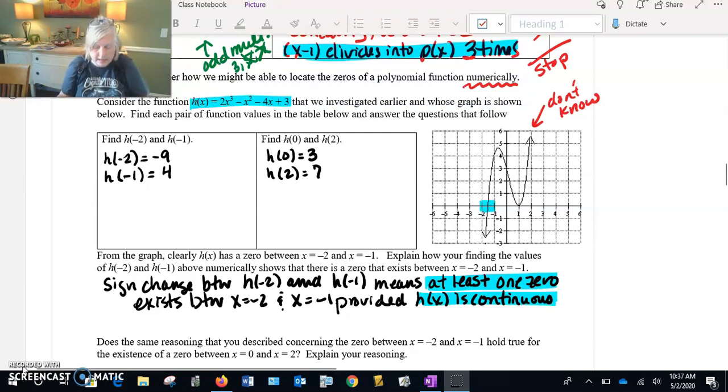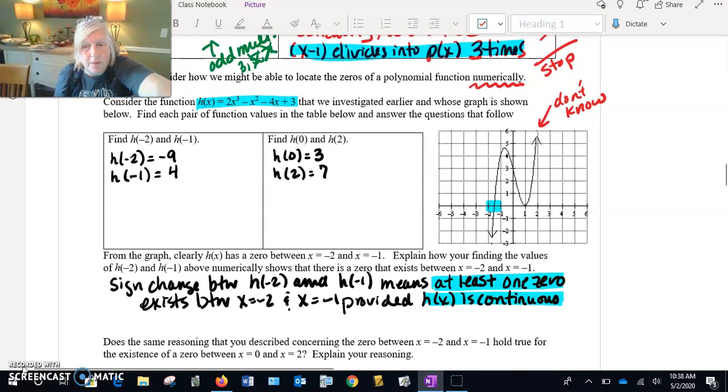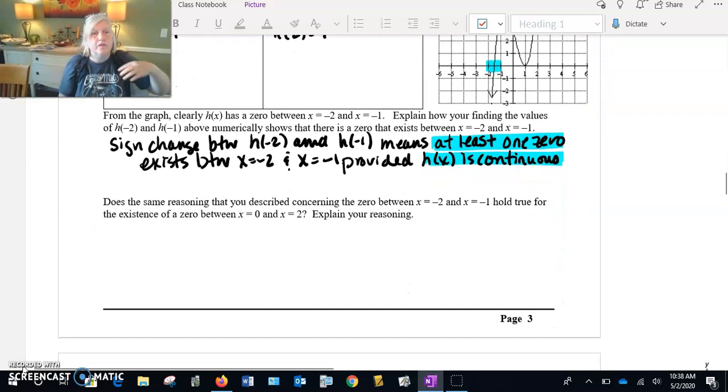Okay. Now, taking a look at the next question, it says, does the same reasoning that you described concerning the 0 between x equals -2 and x equals -1 apply and hold true for the existence of a 0 between 0 and 2? Now, obviously, from the graph, we know that we had it there. But the problem that we have is that we do not have a sign change. All right, so no sign change.